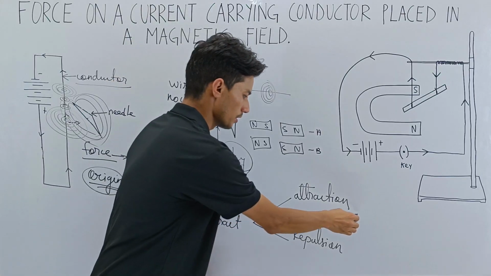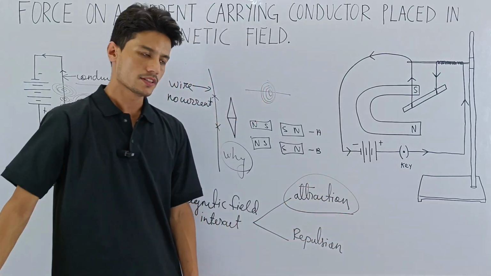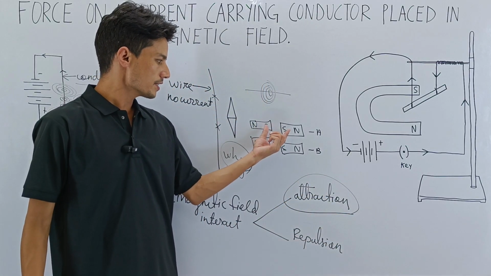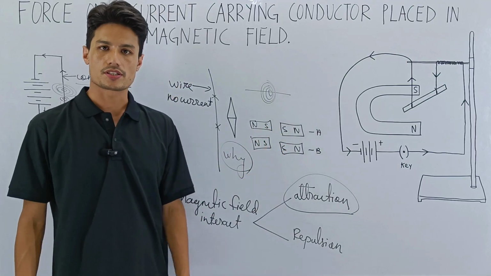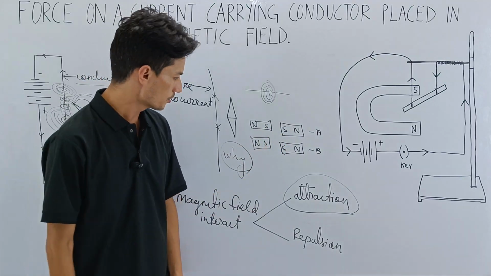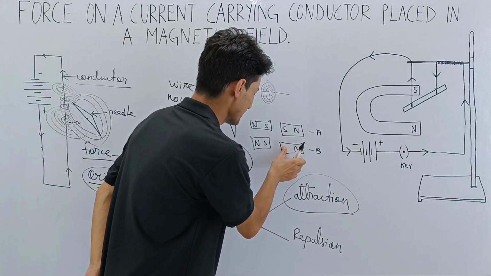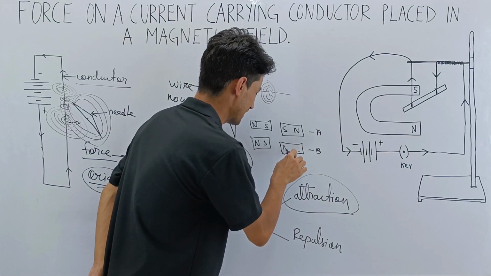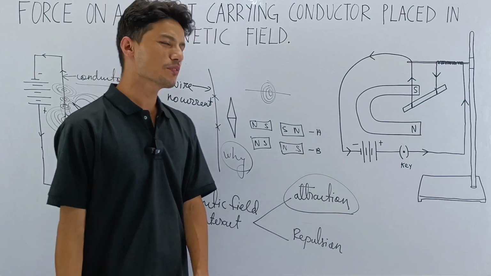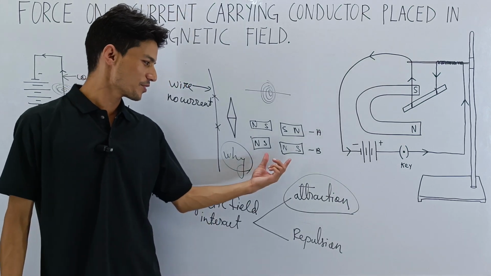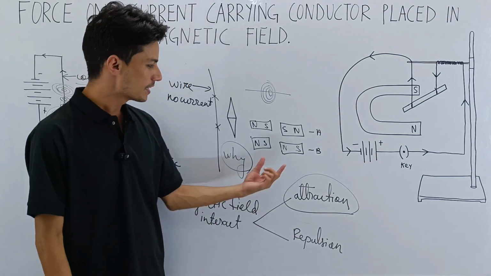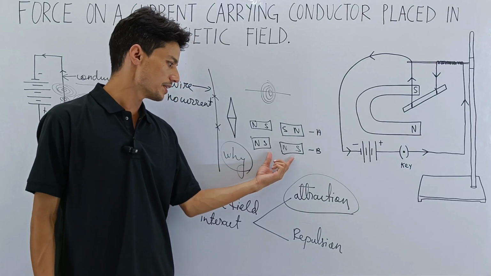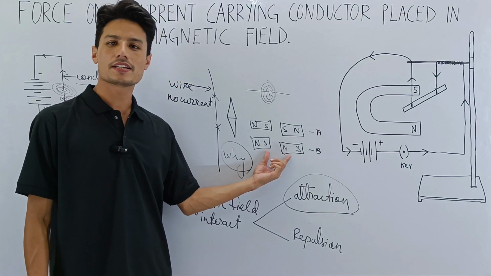So when will it be attraction? Will the magnets at position A show attraction, or the magnets at position B? Oh, sorry, my poles are all the same. Let's make it like this. So when will it be attraction? Yes, you're correct. Position B will give me attraction.